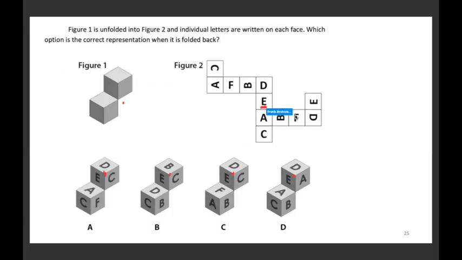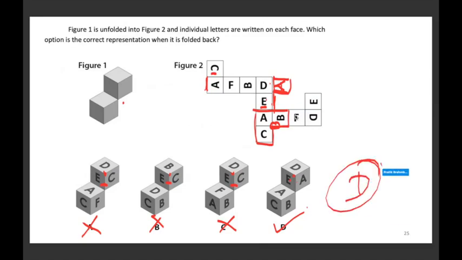E and C are actually opposite faces of each other, so they can never come together like this. So wherever EC is together is not possible. So A is not possible, B is also not possible, C is also not possible, and D is possible because it has E and A. E and A come together on the edge. This edge of A will come here. So A, D, E can come together easily with this edge being shared with E and A, and A, C, B will come together in this part. So option D is the correct answer here.